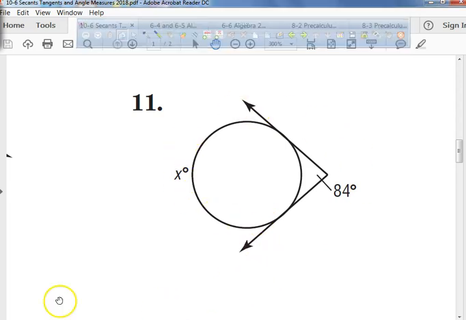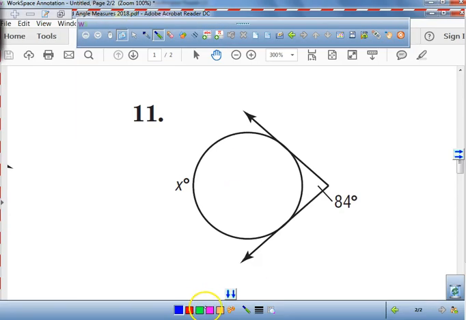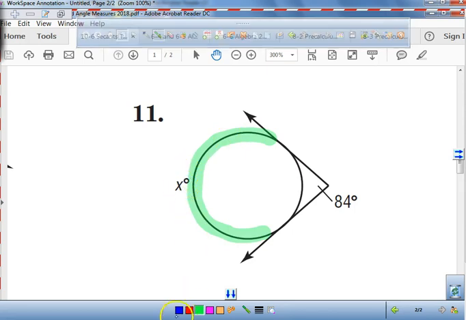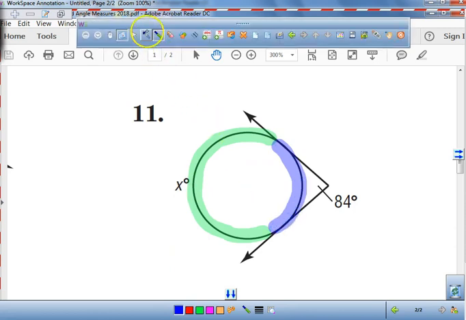All right, in this problem, we're going to look at a couple of arcs. There is this arc from here going around, and that arc is known as x degrees. But there's another part. It goes from here to there.